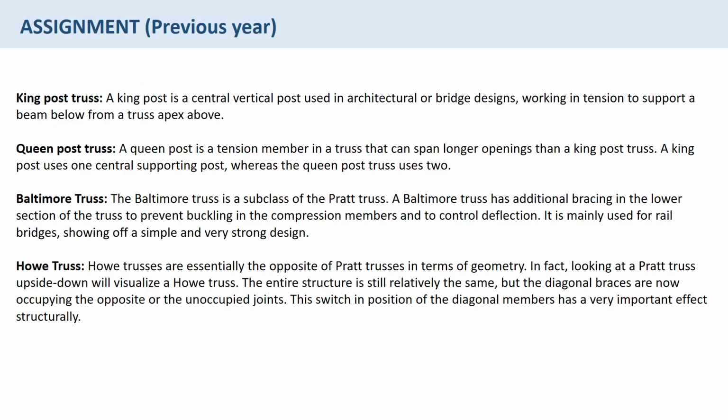So a king post truss is a central vertical post used in architectural or bridge designs, working in tension to support a beam below from a truss apex above. A queen post is a tension member in a truss that can span longer openings than a king post truss. A king post uses one central supporting post, whereas the queen post uses two. Baltimore truss is a subclass of Pratt truss, and Harvey truss are opposites of Pratt trusses.